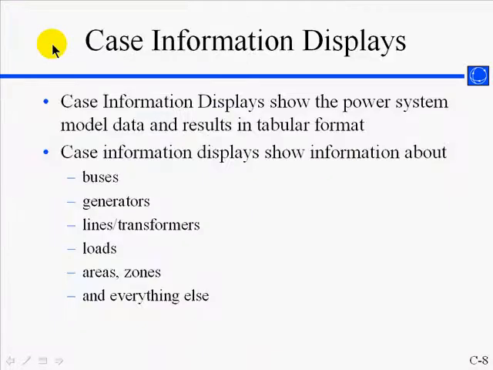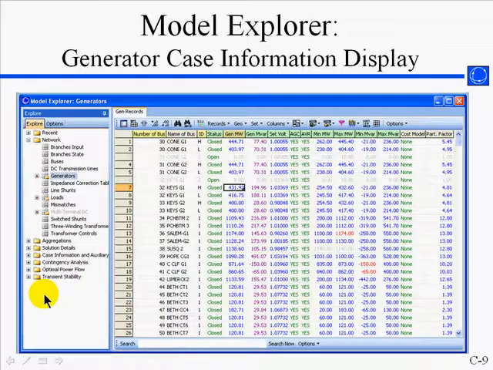The text displays housed within the Model Explorer are called case information displays, and these show the power system model data in a tabular or spreadsheet type format. And basically every type of object that can be represented inside the PowerFlow case has its own case information display. Commonly used things include buses, generators, lines and transformers, loads, areas and zones, and there are a lot of other less commonly used case information displays available as well. So this slide shows the Model Explorer with the generator case information display opened inside it.